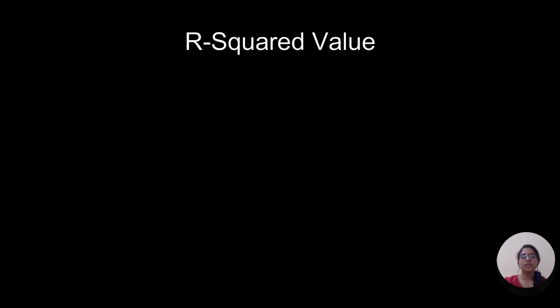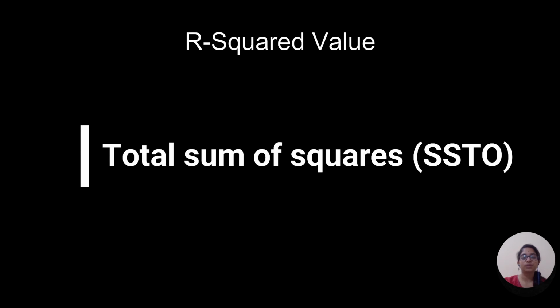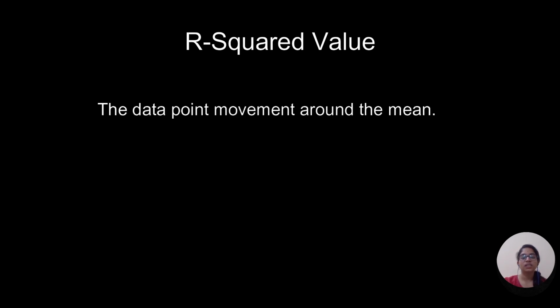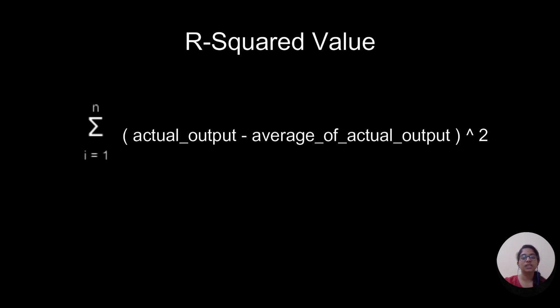And the third one is the total sum of squares, SSTO, and this tells us how much the data points move around the mean. The error is equal to sigma i equals 1 to n of (actual output minus average of actual output) whole square. That is, R square is equal to 1 minus SSE by SSTO. This is the total error formula.